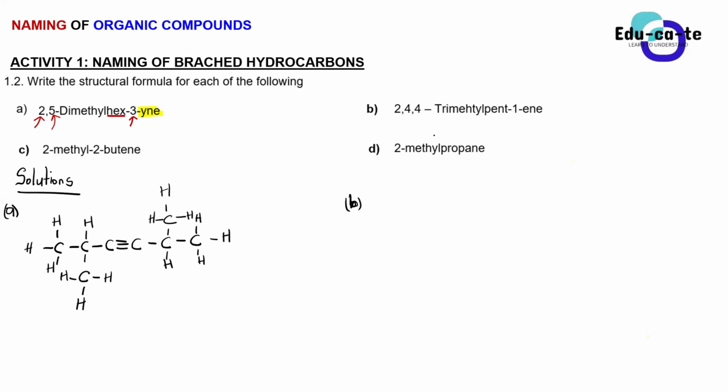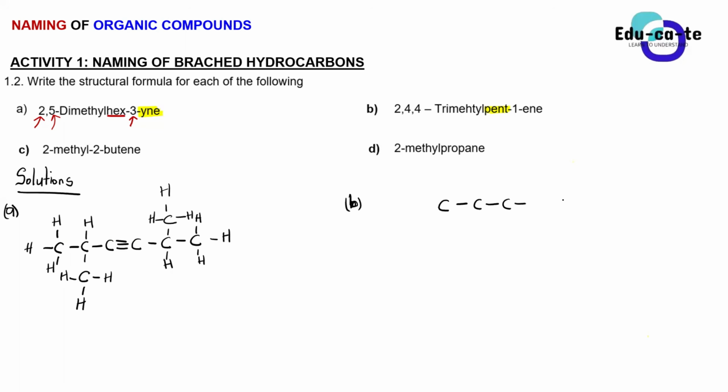Okay, so let's write the structural formula for compound B. What are we going to start with, guys? Let's be quick. This is 2,4,4-trimethylpent-1-ene. This is just a misspelling here. What are we going to start with? We look for the name. For B, we look for the pent, therefore it's going to be number 5. So it means we're going to have 5 carbons in the parent chain: 1, 2, 3, 4, 5.